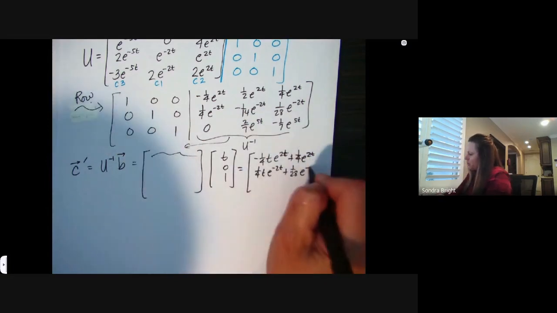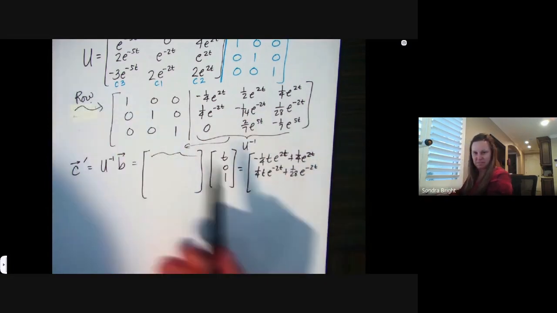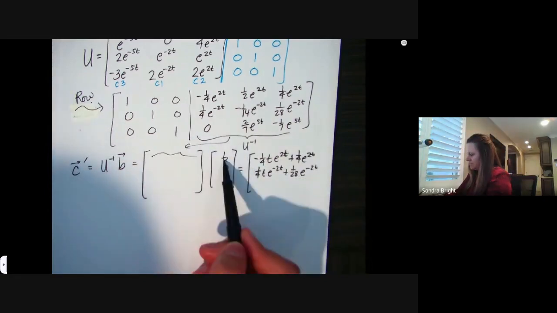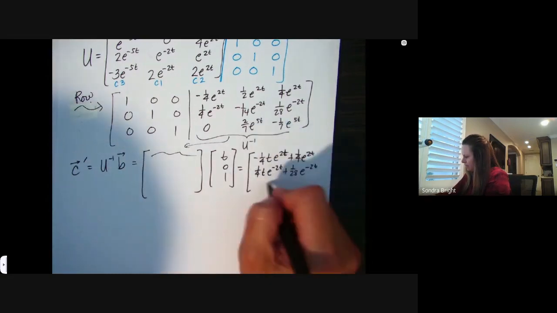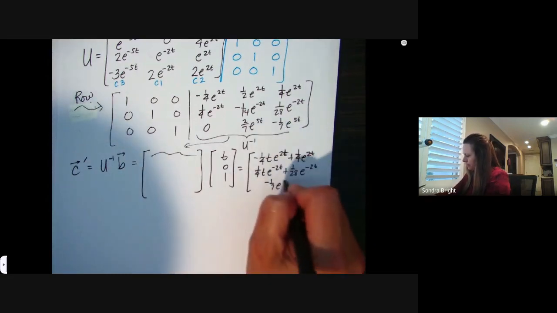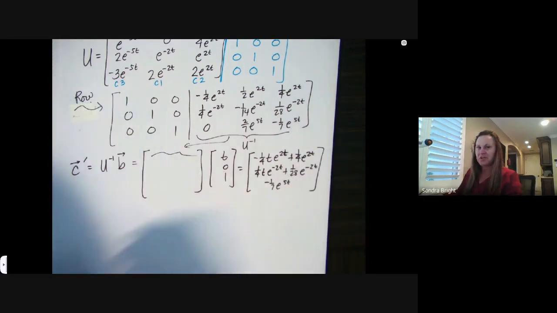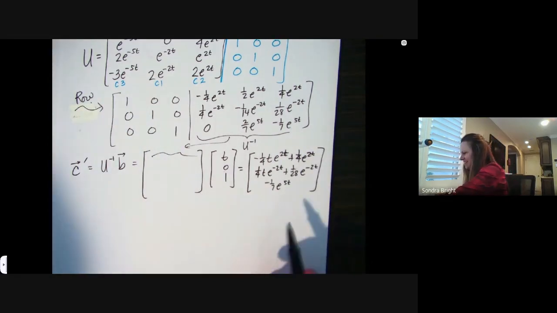And then row 3 times this column: 0 times t plus this times 0 plus 1 times -1/7 e to the 5t. All right, so that's C prime. Okay, we're almost there. We got this.